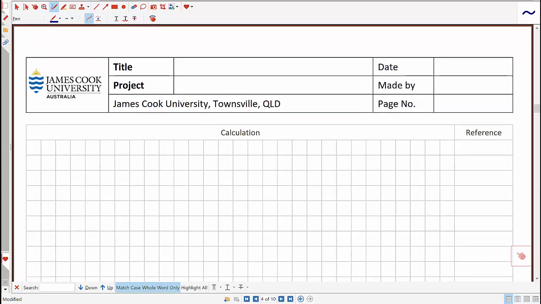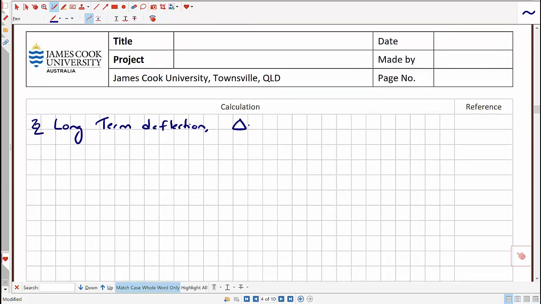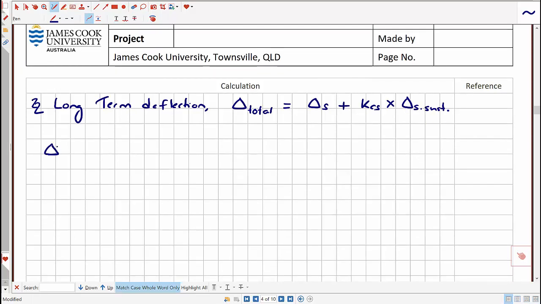Now to find the long-term deflection, that's the second part of the question. The long-term deflection, delta long or delta total, is equal to the short-term deflection plus the creep and shrinkage factor multiplied by the short-term deflection due to the sustained loading. So delta S sustained is the short-term deflection due to sustained or long-term loading.